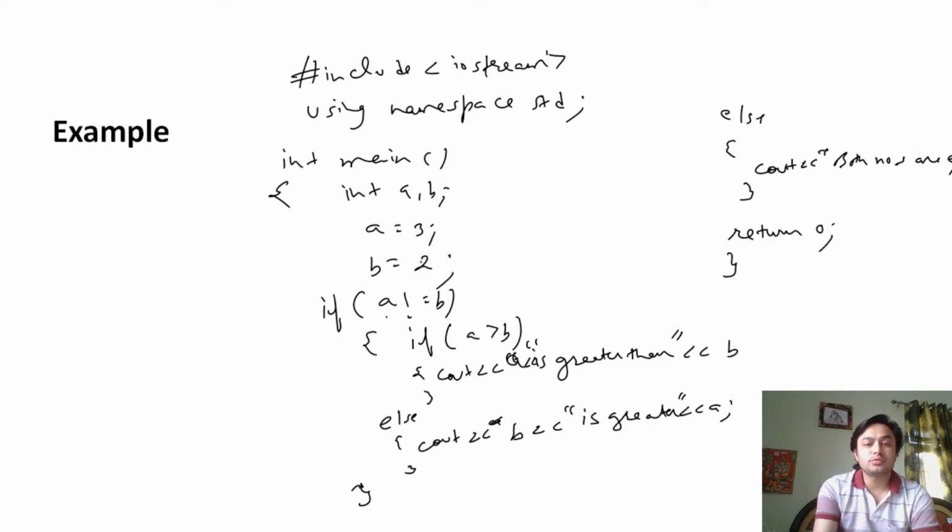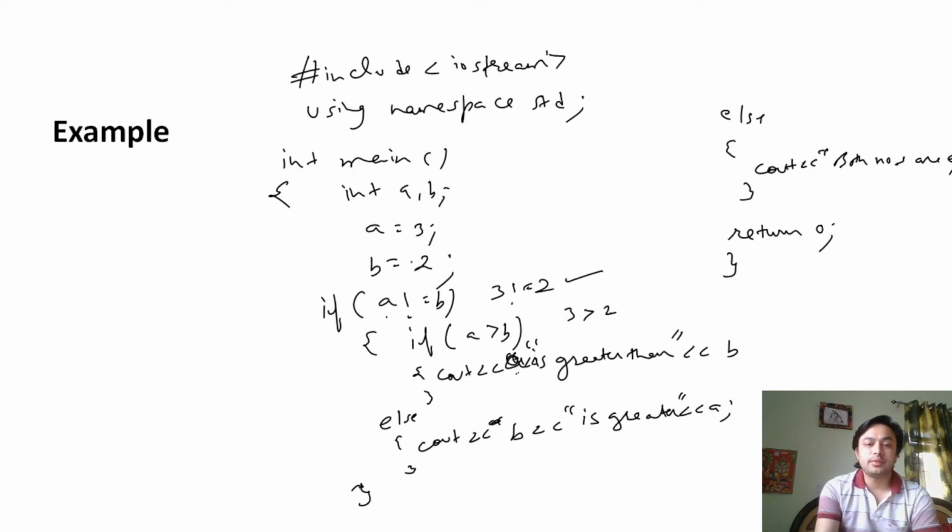So when you run this program, here it will check that 3 is not equal to 2, the condition is true, then here 3 is greater than 2, the condition is true, then this will be printed. The a should be without double quotation. If you put double quotation, then it will print a. But if you want the value of a, then it should not be within double quotation. So here the message will be 3 is greater than 2.